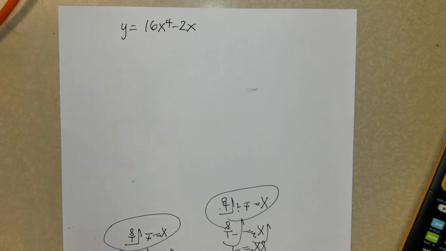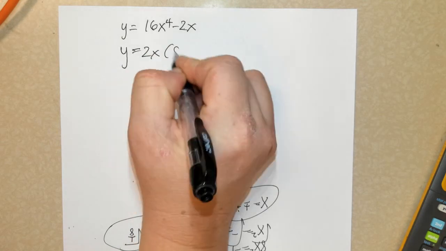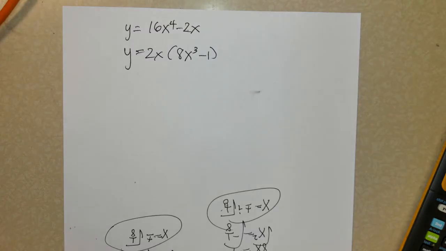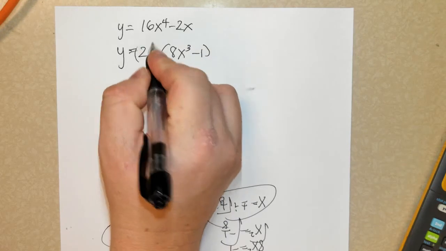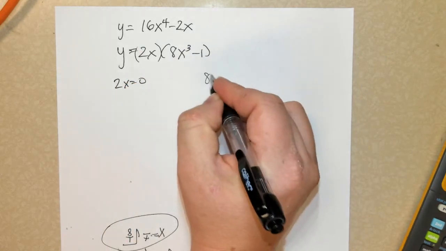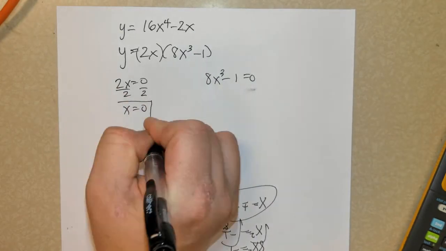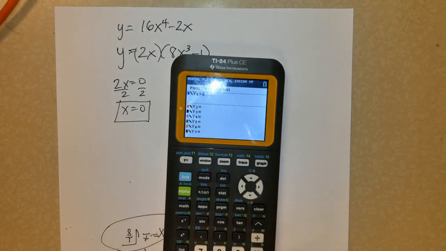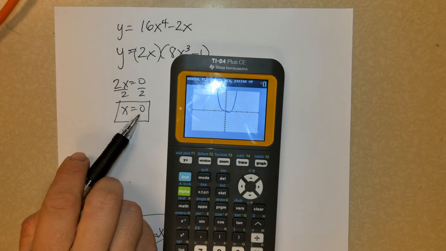Example number 2, I'm going to start by factoring out a 2 and an x. 2x times 8x cubed and 2x times negative 1. Alright, so I'm going to set each factor equal to 0. So 2x equals 0 and 8x cubed minus 1 equals 0. Well, this is easy. That tells me that one answer is 0. Let's confirm that and see if that works. I'm going to erase the previous one, typing in 16x to the 4th minus 2x, and I should see one of the answers being 0. It looks to be true.